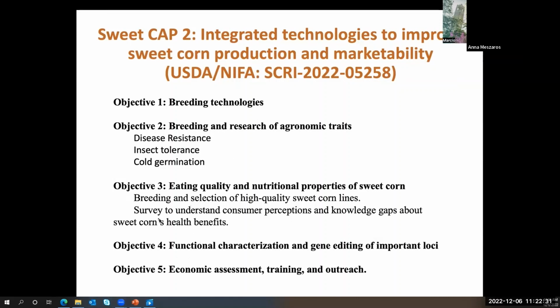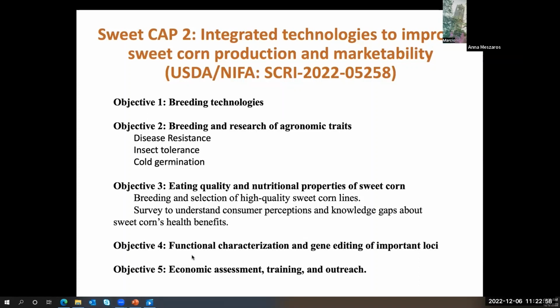Objective 3 will study eating quality and nutritional properties of sweet corn. So here there is a component of it that's related to breeding, but there's also a component that's just the social science and the understanding of the survey of the consumer, to really try to understand knowledge gaps and how can we better educate consumers about the sweet corn health benefits and so forth.